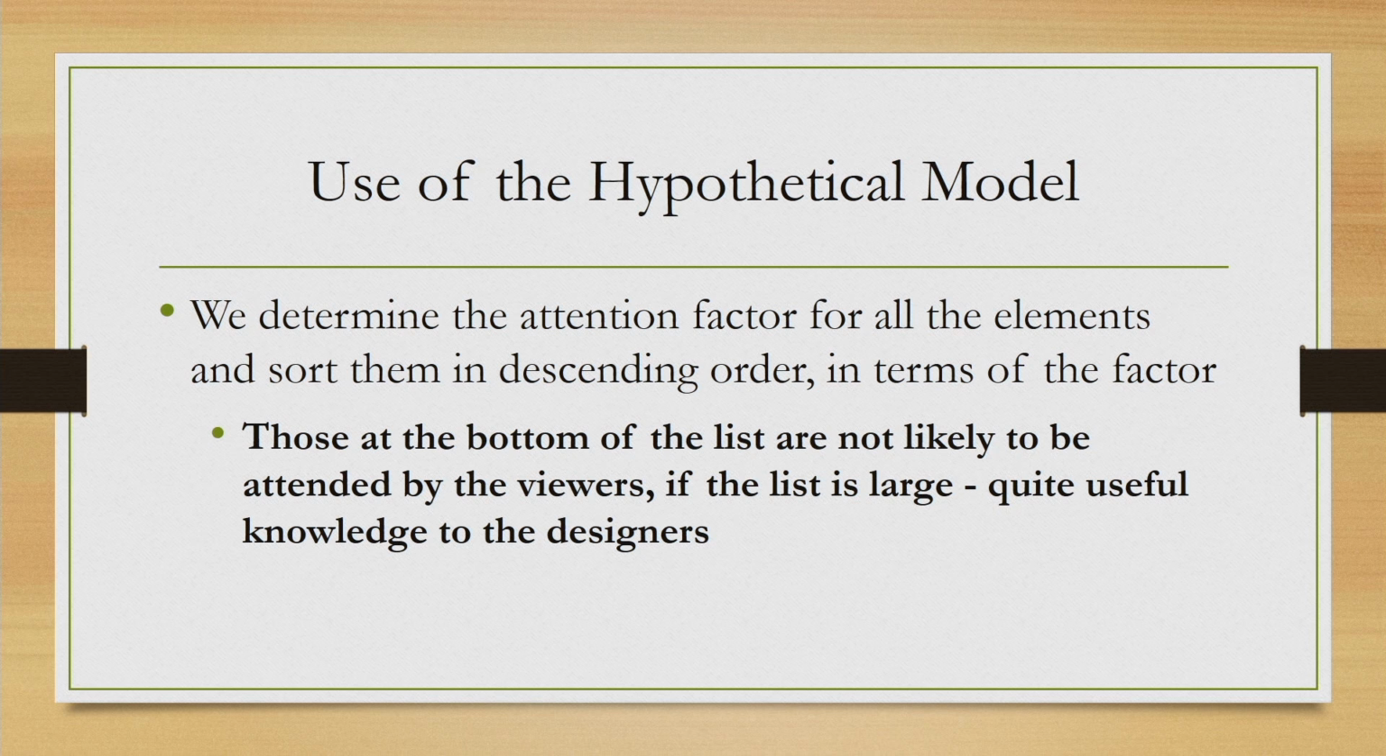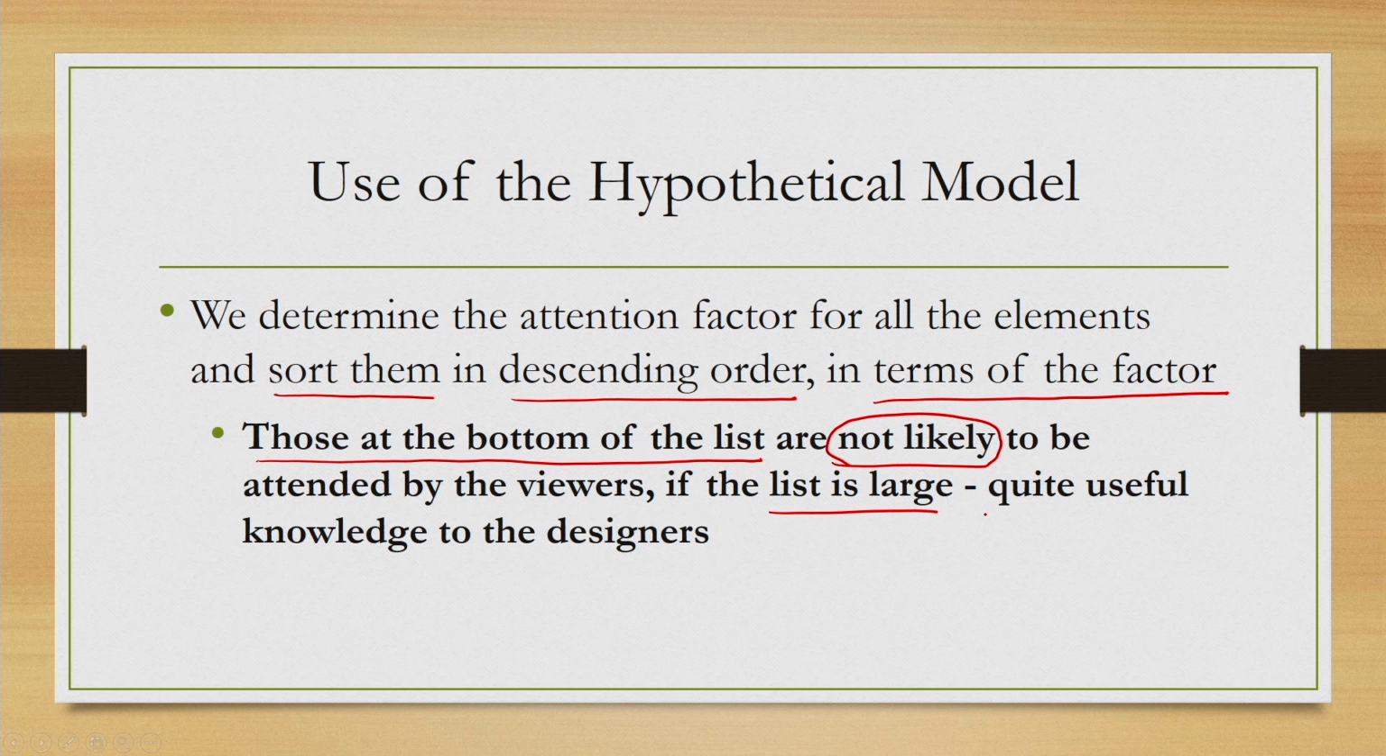We can sort those elements according to their attention factor. So, we can sort them in descending order or ascending order, whatever you wish, in terms of the factor, and those at the bottom of the list, assuming a sorting done in descending order, are not likely to be attended by the viewers if the list is large.